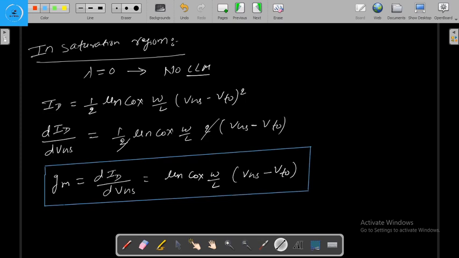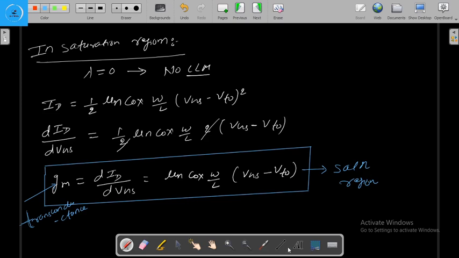So this is the transconductance. Transconductance will be equal to dID upon dVGS, which equals mu_n C_ox W/L (VGS minus VT0), and this is in the saturation region. This is the transconductance in the saturation region.